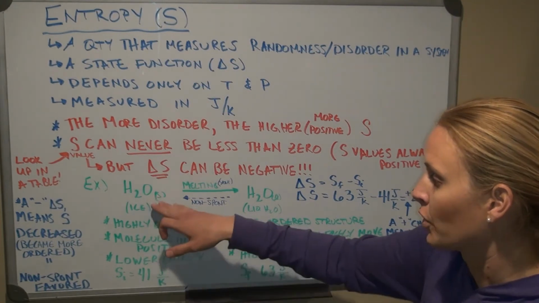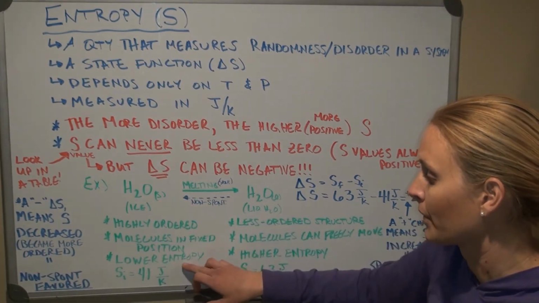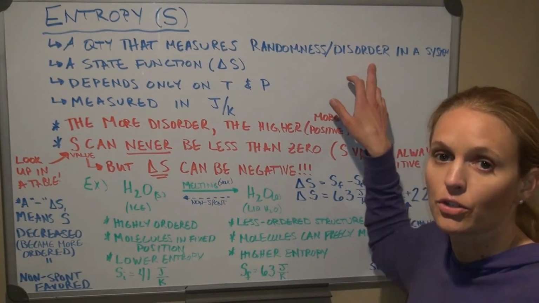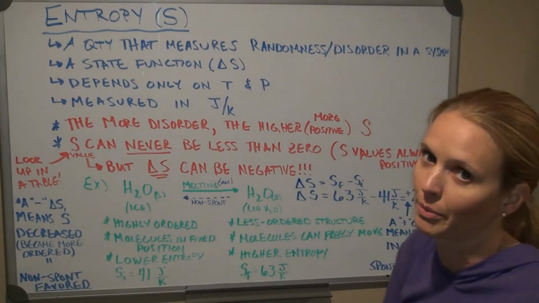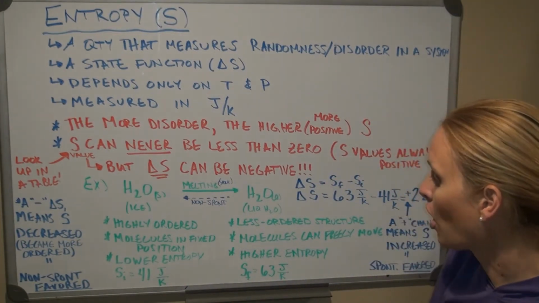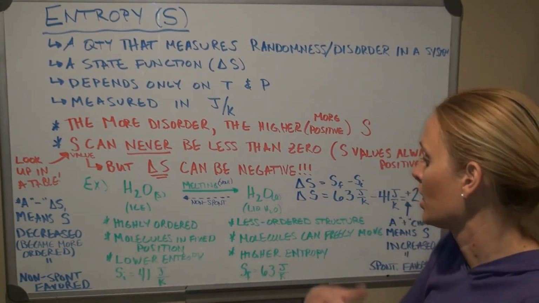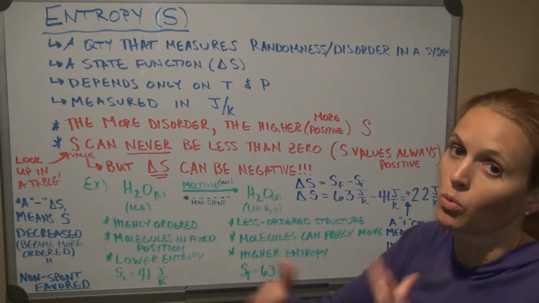So solid water has a low entropy. There is less randomness and less disorder. It's very ordered, so it doesn't have very much entropy at all. Whereas liquid water has more of this random motion. It's more fluid, so it has a higher entropy. It has more disorder and more randomness.